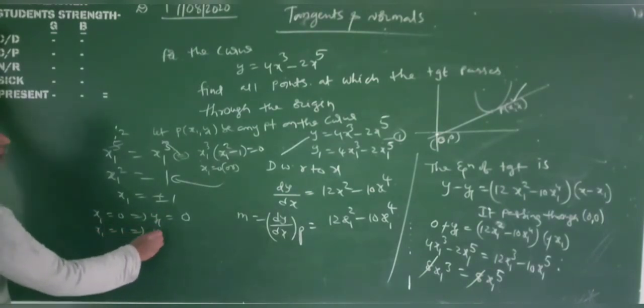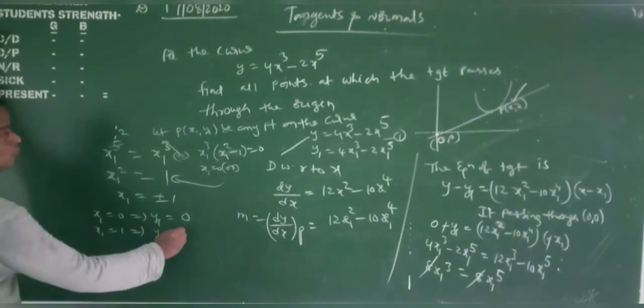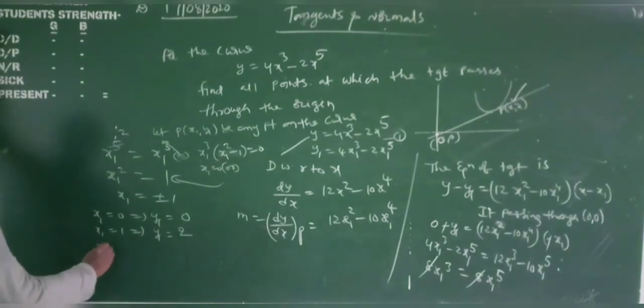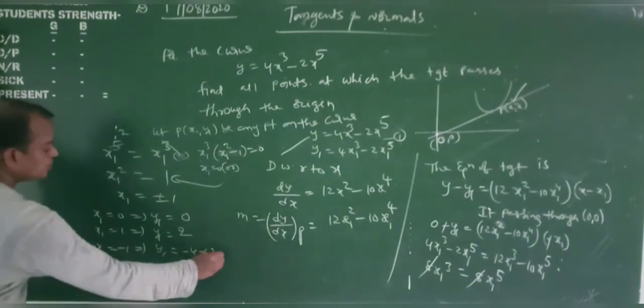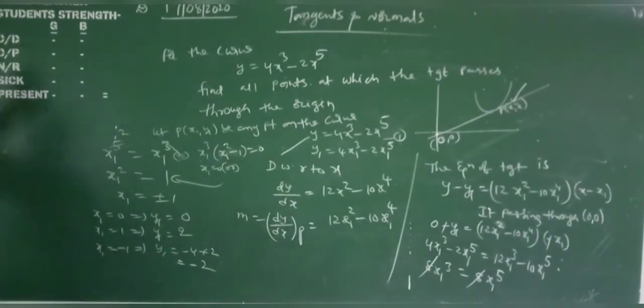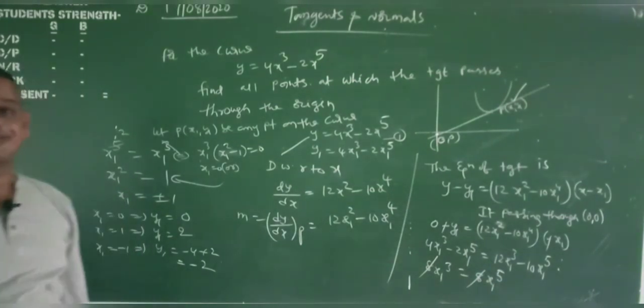For x1 equal to 1, what about y1? 4 minus 2, which is 2. For x1 equal to minus 1, y1 is minus 4 plus 2, which equals minus 2. So what are the points? (0, 0), (1, 2), and (minus 1, minus 2) are the points.